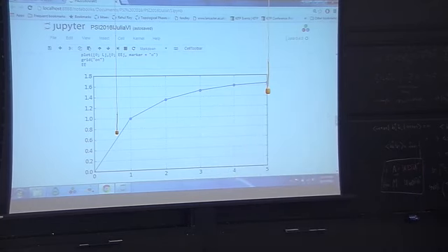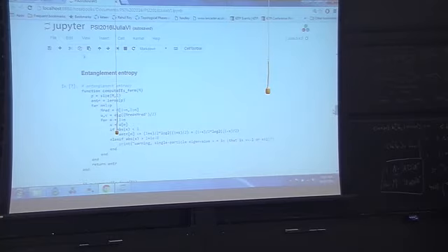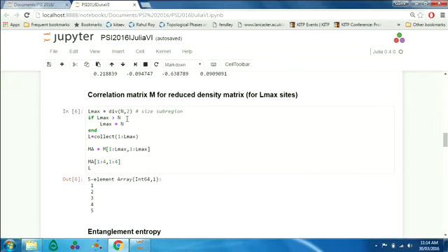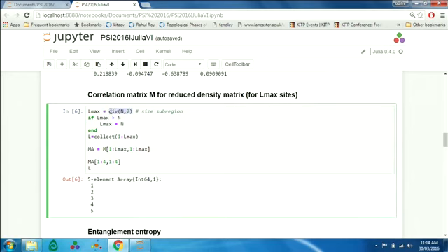To check that things make sense, we can come up here and say, okay, let me, instead of considering only regions A that go up to half the system size, now consider going to the whole system.